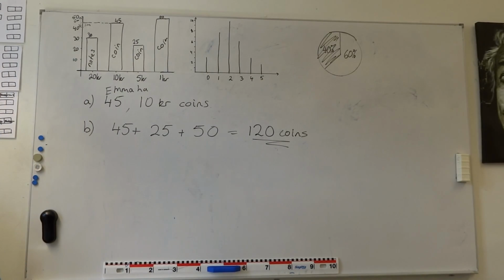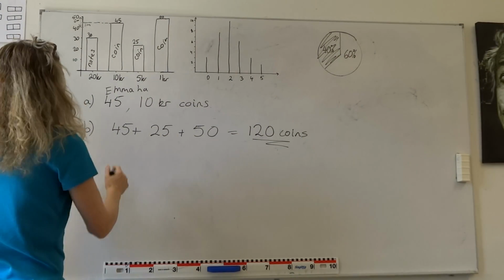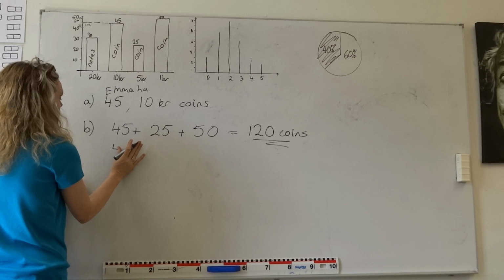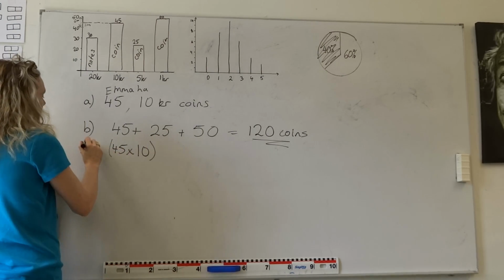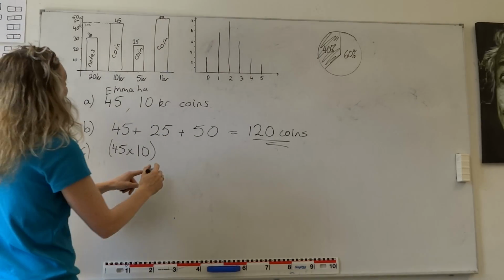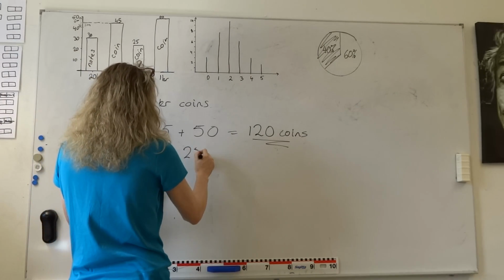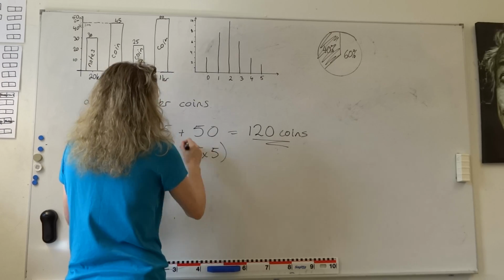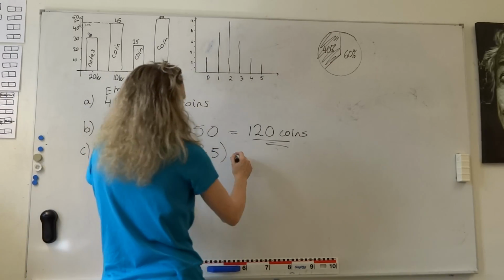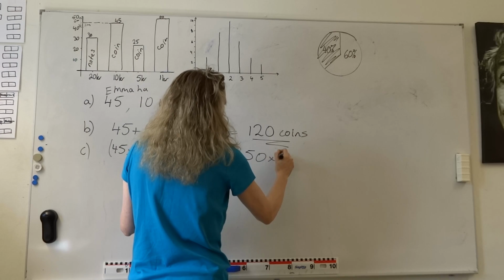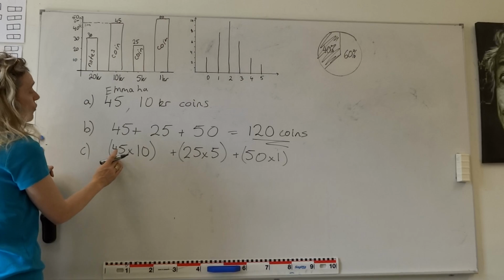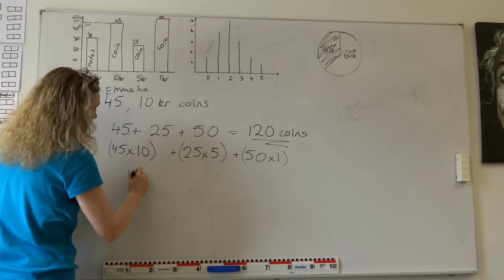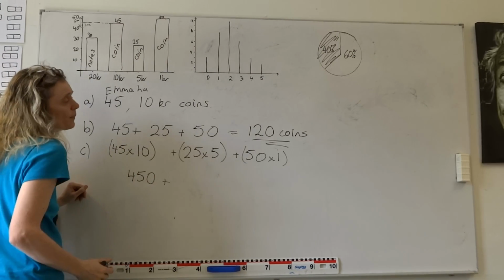Then it says, what was the value of all the coins together? Well, we had 45 at 10 kronas each. Now we have to add up the value of all the money. And then we had 25 coins that were worth 5 kronas each. And then we had 50 coins that were worth 1 krona each. So let's get the individual sums here. 45 times 10, we have 450. That one's nice and easy.